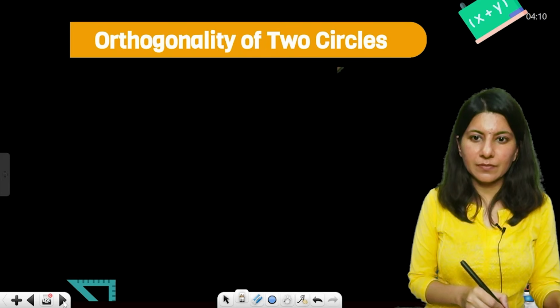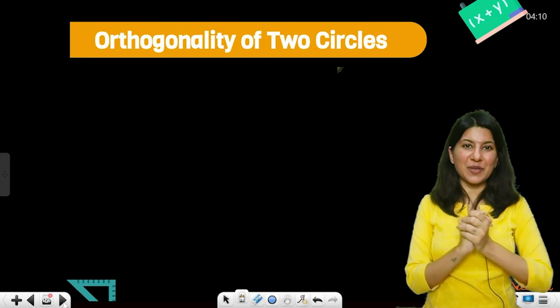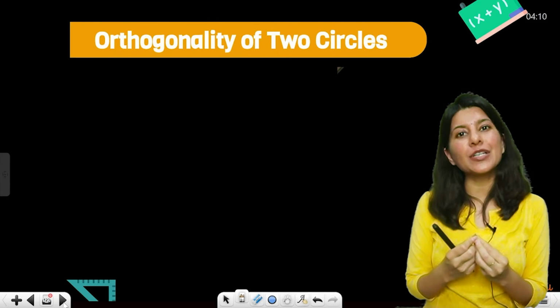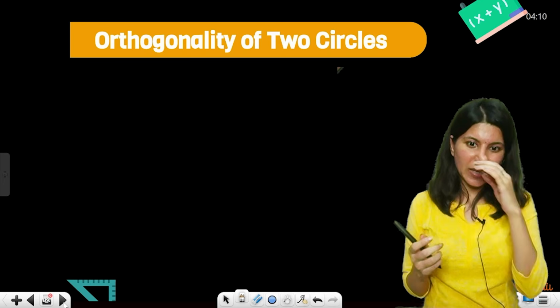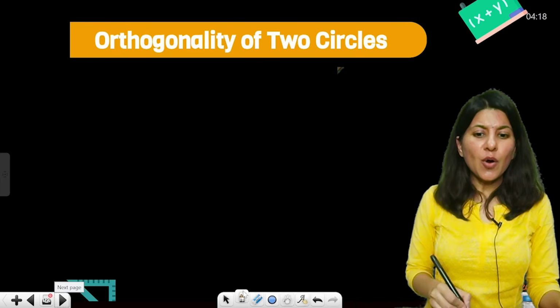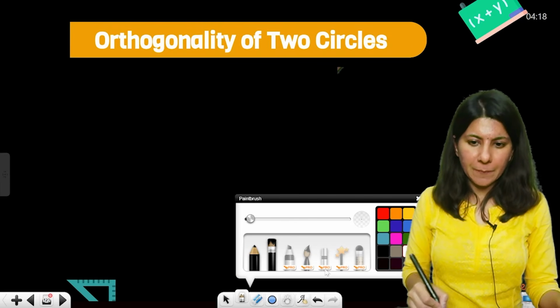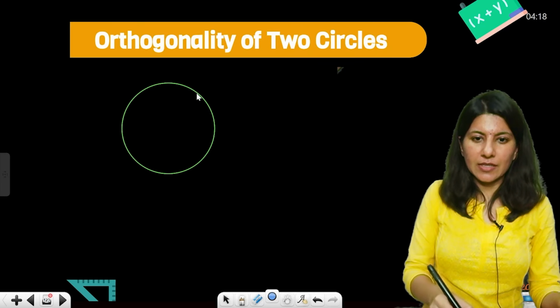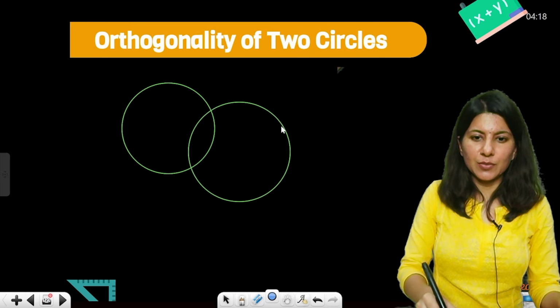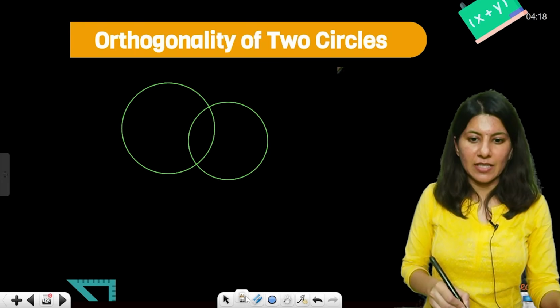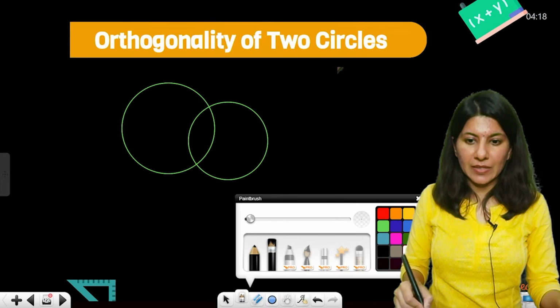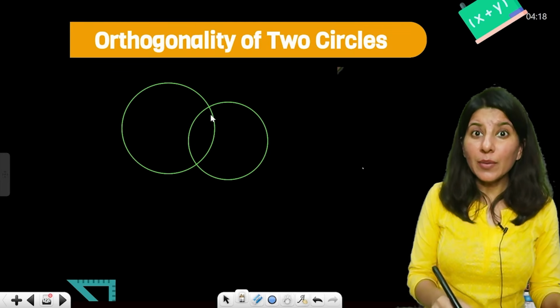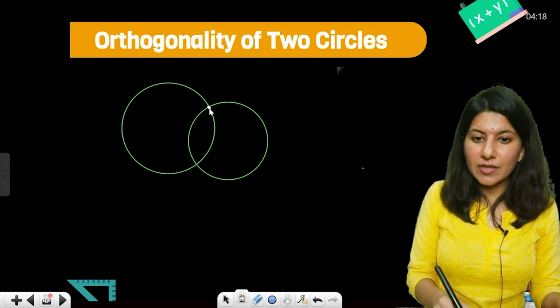Okay. All right. Now the last topic of the day, which is orthogonality of two circles. So in orthogonality of two circles, suppose these are those two circles, circle number 1, circle number 2. Perfect. Now these are the two circles.